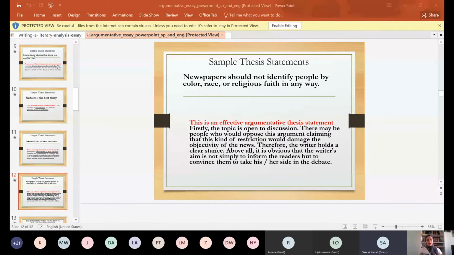Okay, but here I understand. It could be: newspapers should not identify people by any reason to be identified. Yes. Okay, but he said color, race, or religion. It's okay. But I couldn't figure out why he didn't mention the main ideas of the bodies he's going to write in the thesis statement.